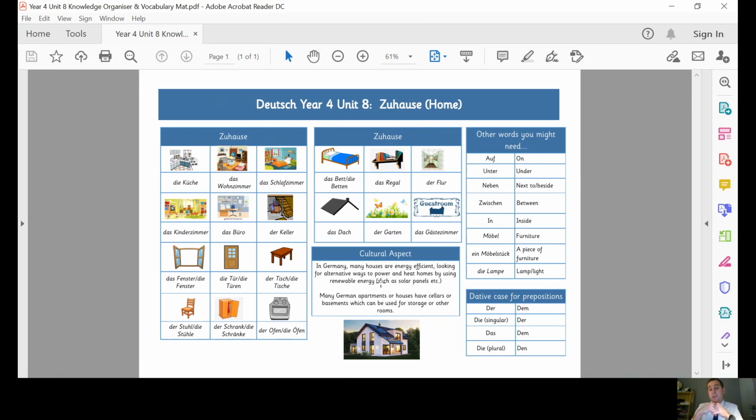So lots of houses have solar panels on. Some of our houses in the UK have solar panels, but not many houses, and many German apartments or houses have cellars and basements, which can also be used for storage in other rooms, and there aren't many houses in our country that probably do have basements. Some houses would, depending on when they were built, but most modern houses probably don't have basements for storage or a cellar as well. So you can go back to this, you've got the resource for that, and you can pause it on the screen if you need to this afternoon.